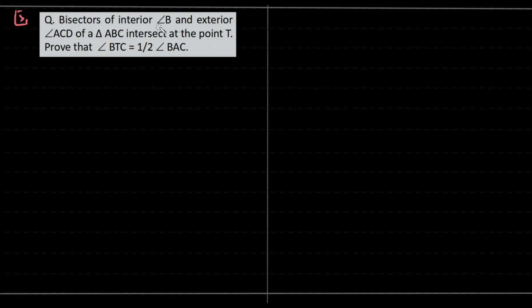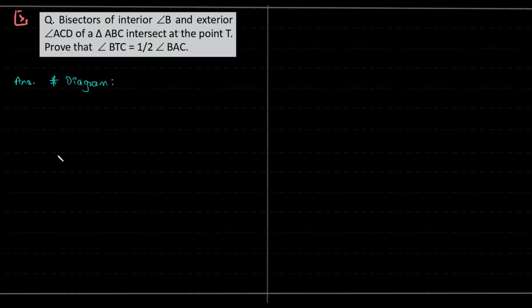Bisectors of interior angle B and exterior angle ACD of a triangle intersect at T. Prove that angle BTC is equal to half of angle BAC. This is a very standard question, guys, so please pause as and when you have to think over.